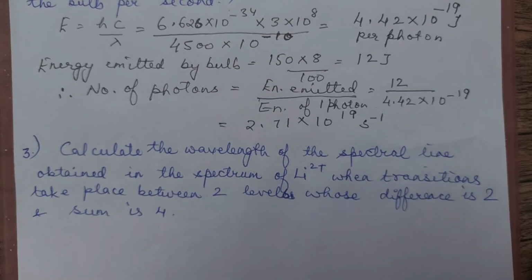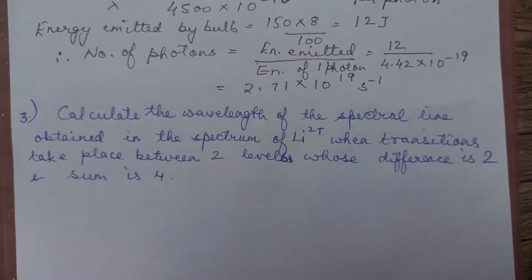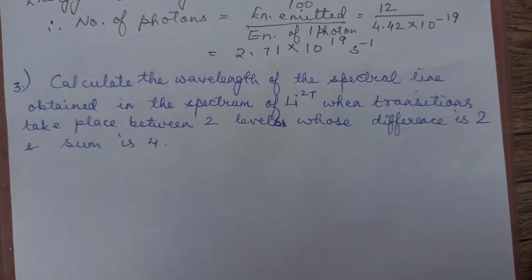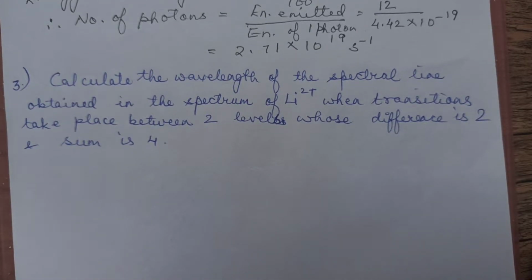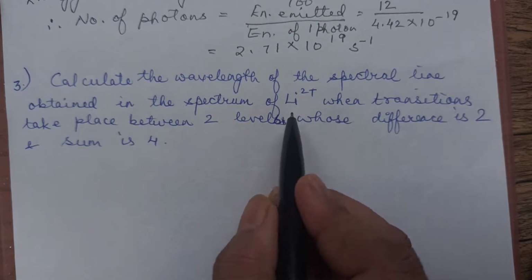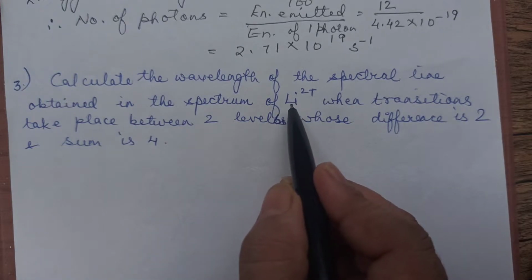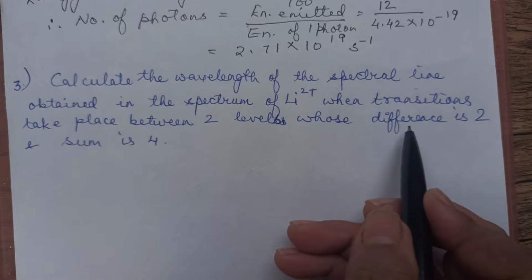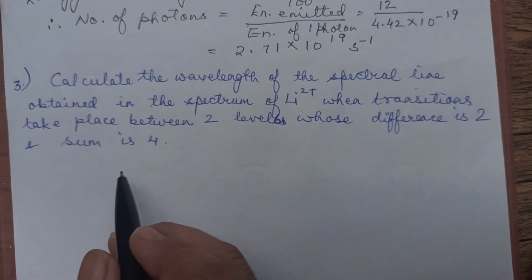Now, one more question we are taking. Actually, we will be discussing many more. Okay, next I am taking this one. The question is: calculate the wavelength of the spectral line obtained in the spectrum of lithium ion when the transition, lithium ion when they are talking about, it's a uni-electron species, where the difference between the two levels is 2 and the sum is 4.